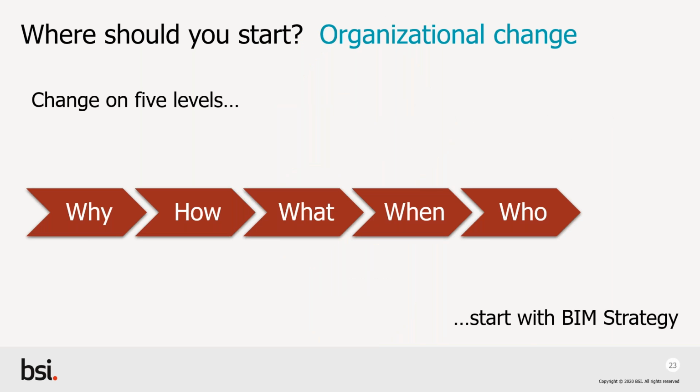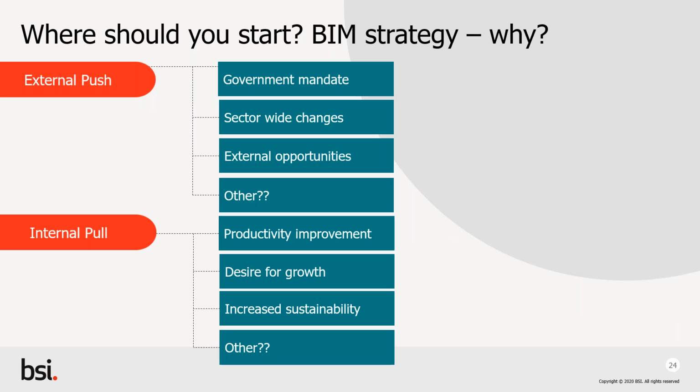So where should you start? How should you start implementing? Think about this as an organizational change, and therefore consider change at 5 levels: the whys, the hows, the what, the when, and the who. And when you start considering where to start, think about having a BIM strategy. Call it a strategy, call it an implementation plan, call it an action plan, call it a roadmap, or simple, right? And keep it simple.